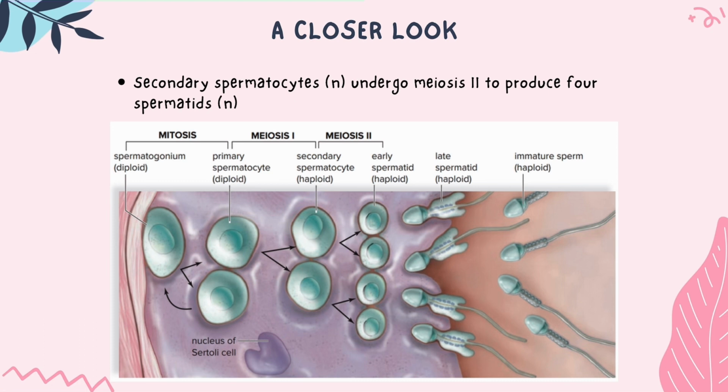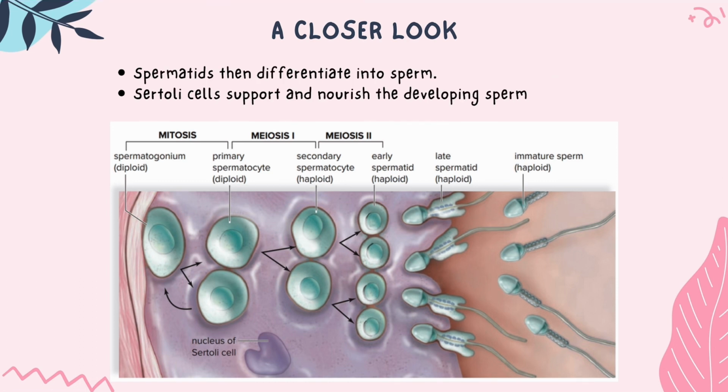Each secondary spermatocyte then undergoes the second meiotic division or meiosis 2. Meiosis 2 results in the separation of sister chromatids, forming two haploid spermatids from each secondary spermatocyte. The spermatids then undergo spermiogenesis. It is a process of differentiation and transformation to become mature spermatozoa or sperm cells. The Sertoli cells will support and nourish the sperm cells.